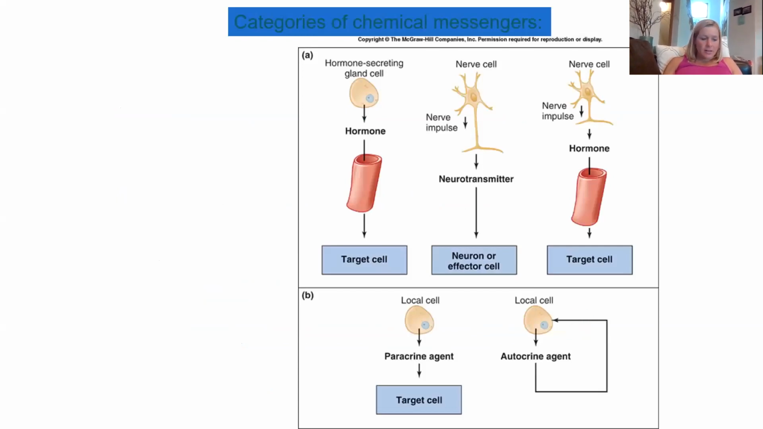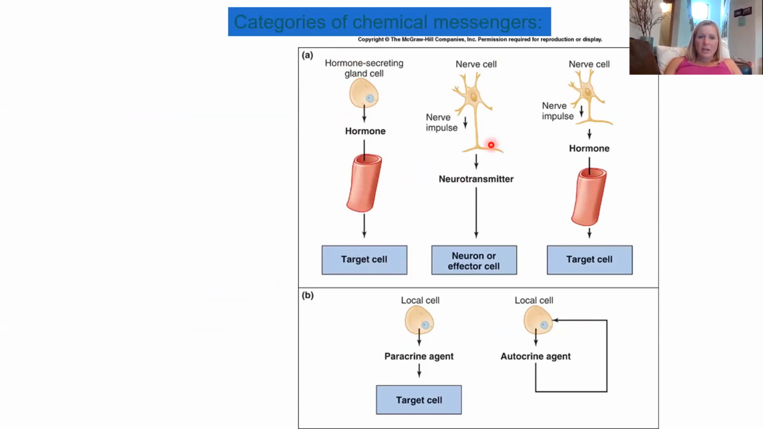Okay, here you can kind of see an example of what we're talking about. So again, if I am an endocrine messenger, I'm going to have a hormone secreting gland, usually an endocrine gland of some sort. Again, I'll release a hormone into the bloodstream. It'll travel in the bloodstream and have an effect on a target cell.